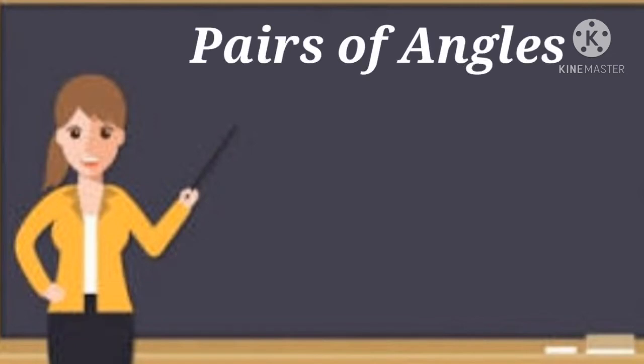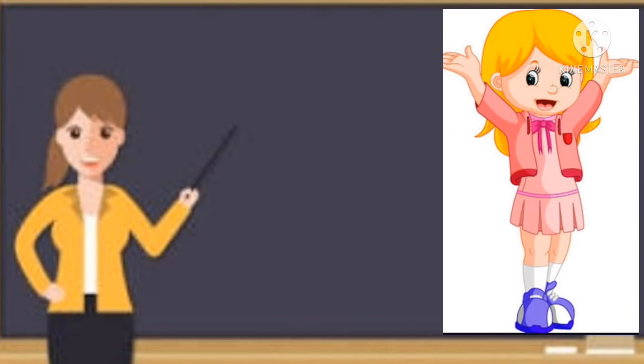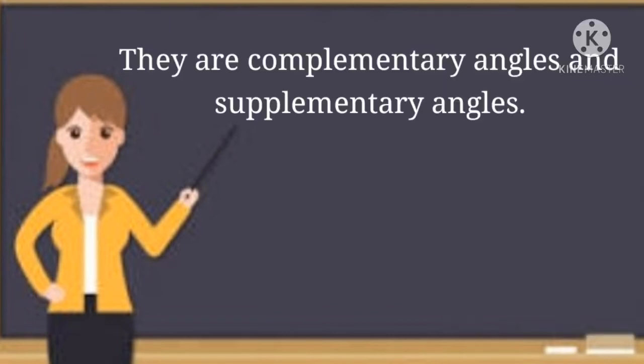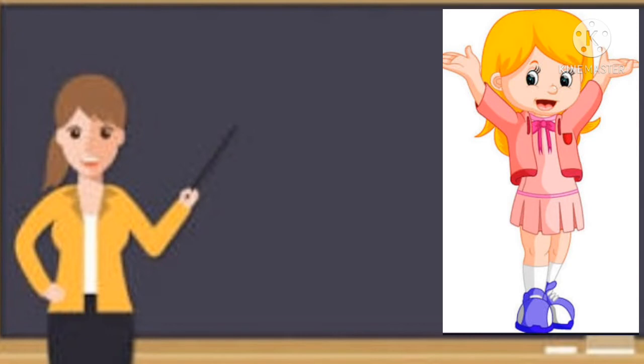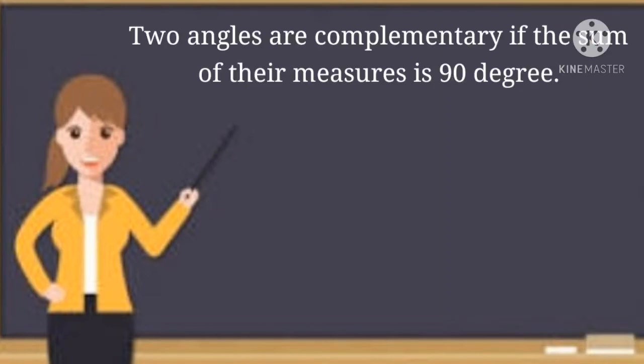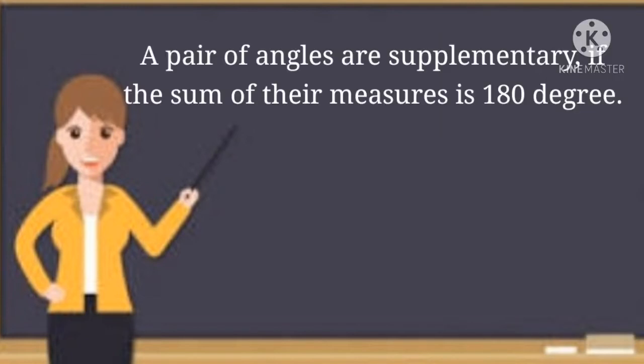Children, let us now learn about the pairs of angles. What are they, ma'am? They are complementary angles and supplementary angles. What are complementary angles, ma'am? Two angles are complementary if the sum of their measures is 90 degrees. What are supplementary angles, ma'am? A pair of angles are supplementary if the sum of their measures is 180 degrees.